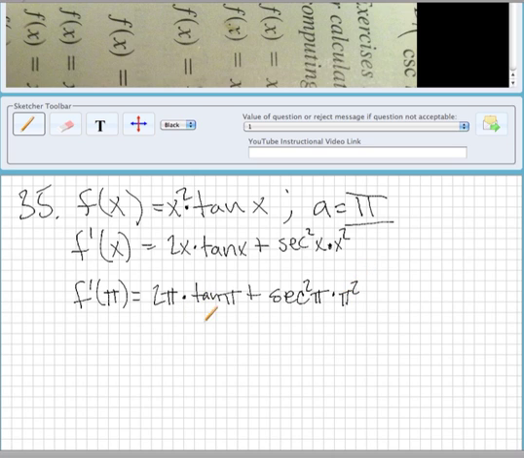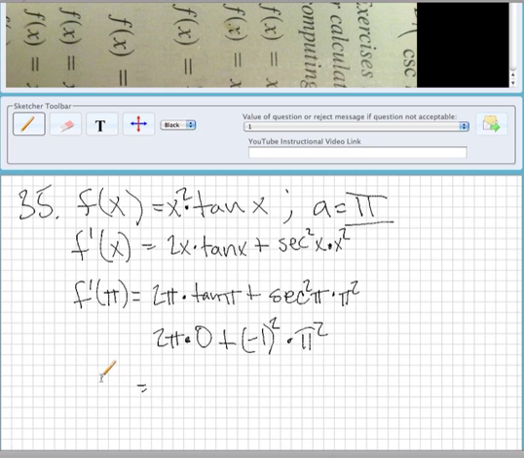So now if we evaluate these trig functions, we get 2 pi times 0, because tangent is 0 at pi, and then plus secant squared, where secant of pi is -1, and then we're going to square that, times pi squared.